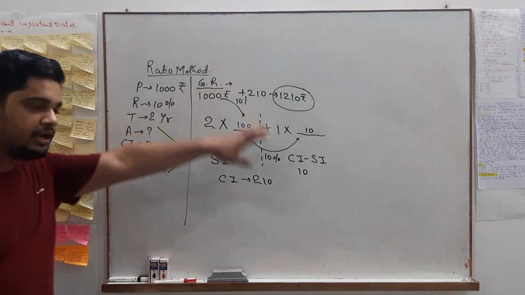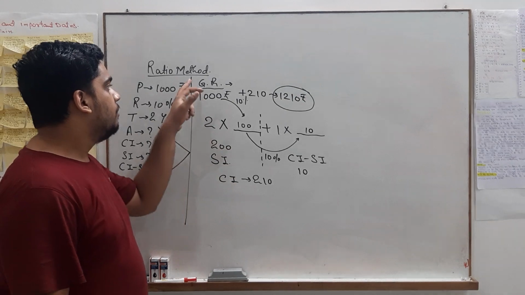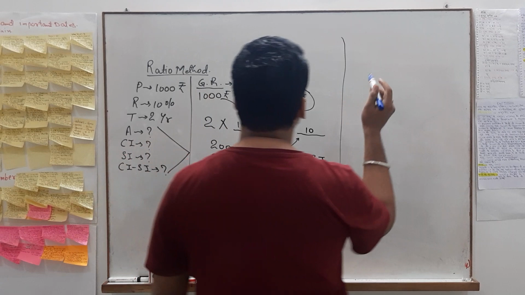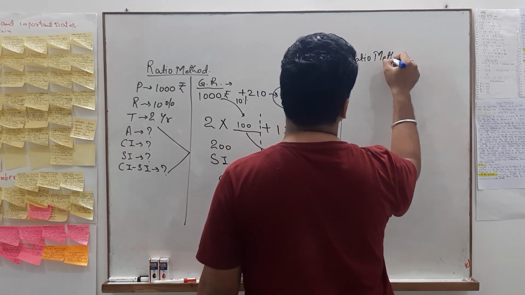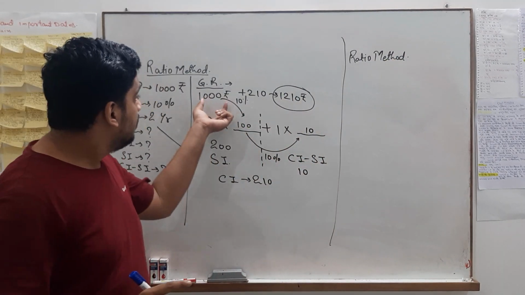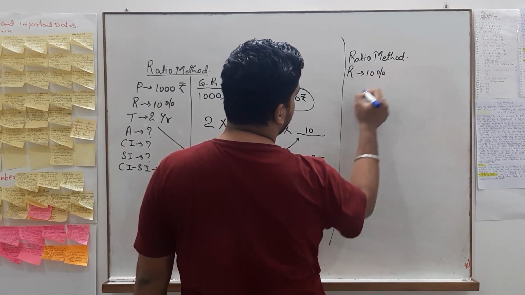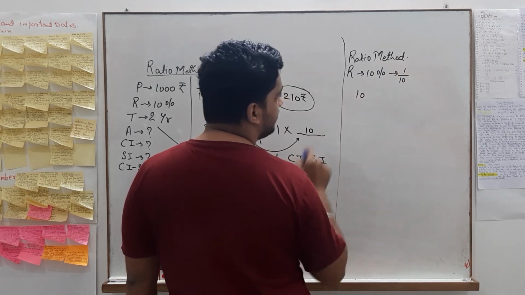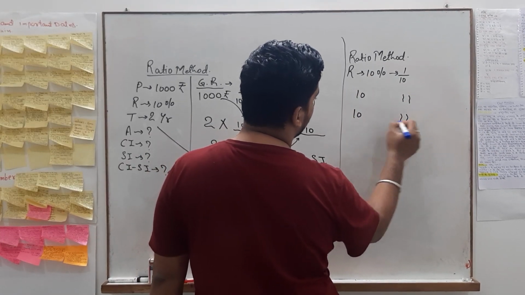Tell me, are you getting it? Is it okay? Now this is the method by using the golden ratio method. Now we will discuss it by the ratio method. Now listen guys. Rate is 10%. The fraction value for 10 is 1 upon 10. That means 10 rupees in the first year will become 11. For the next year it will become 11 again.